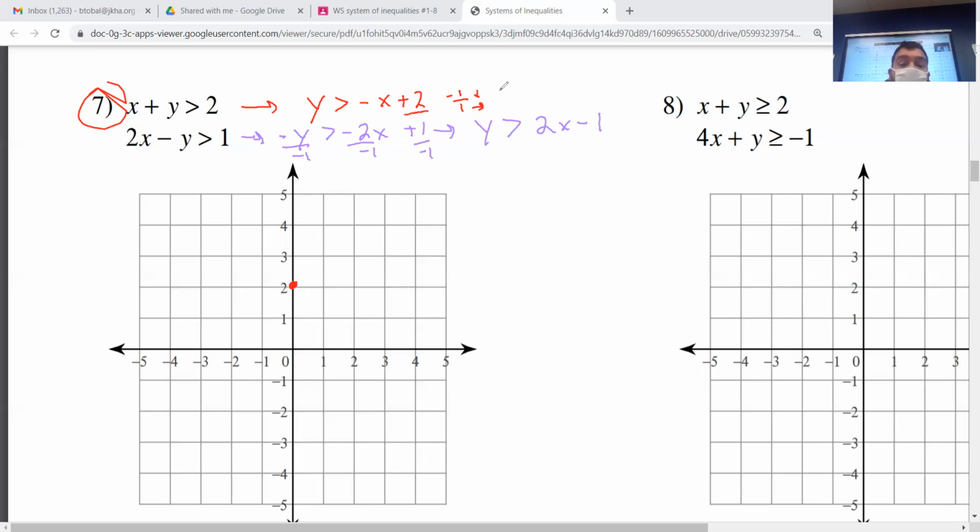If you're forced to do the opposite, it will be up and left. So down 1, right 1. And I'll just do it again, down 1, right 1. I'm going to make a line. Because it is a greater than and not a greater than or equal to, it'll be a dotted line. I always forget about dotted line.